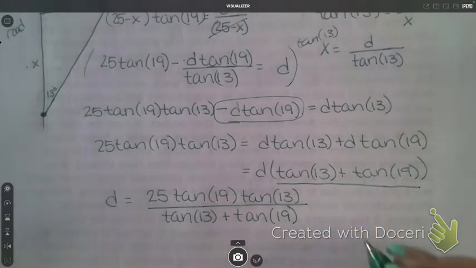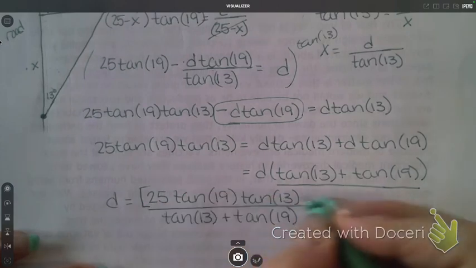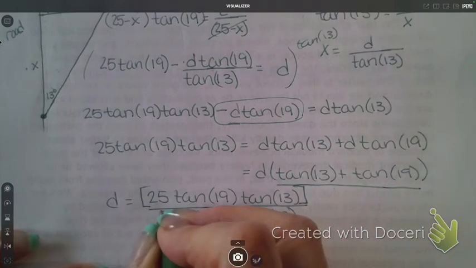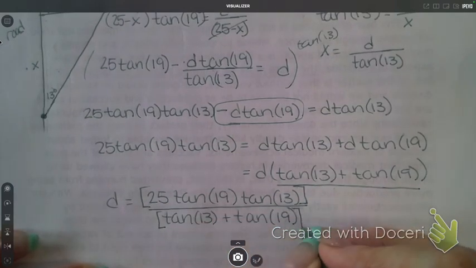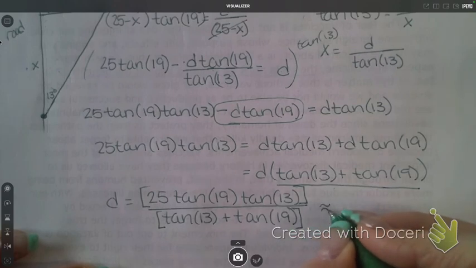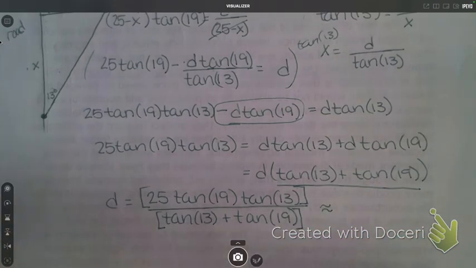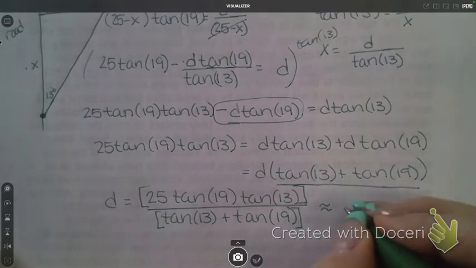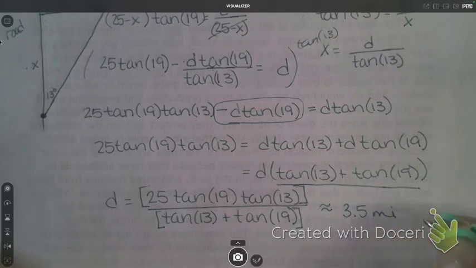When you put this in your calculator, you have to put parentheses around the numerator and the denominator, or you will not get the correct answer. Parentheses or brackets? It doesn't matter. I put brackets personally, but parentheses are fine. And you should get approximately 3.5 miles. So was he right? Yes, but make sure you can get that in your calculator.